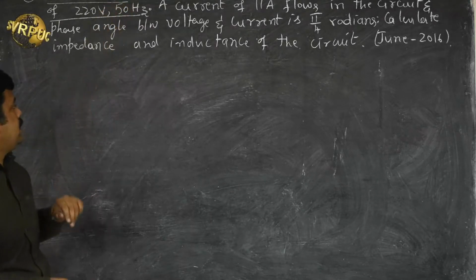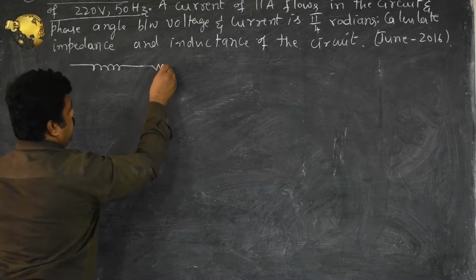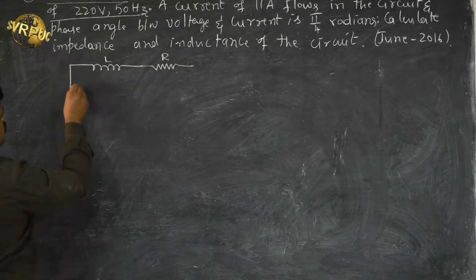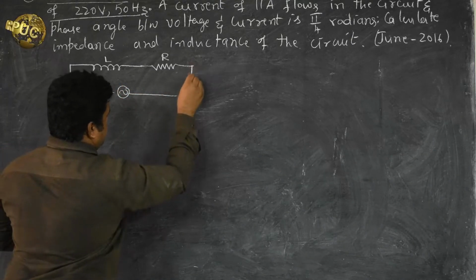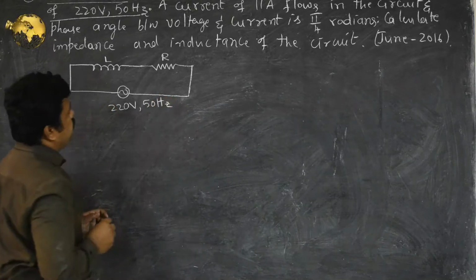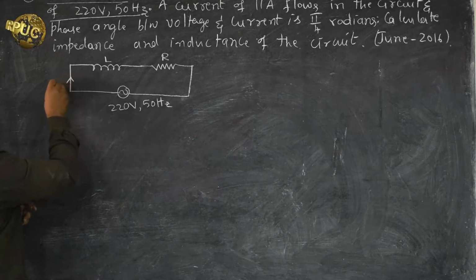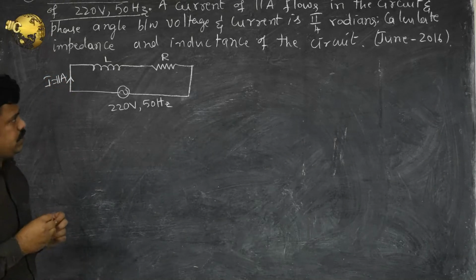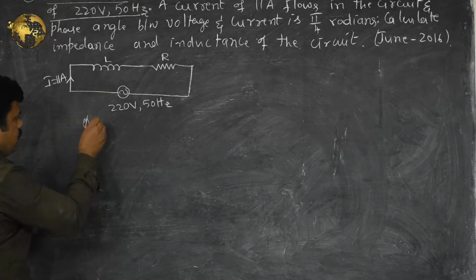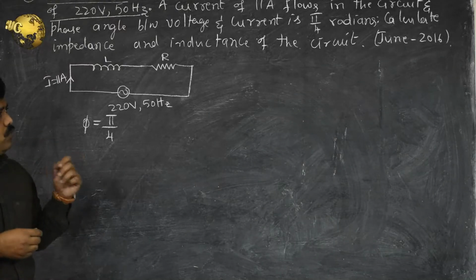Let me write this down. We have an inductor and a bulb, which is nothing but the resistor. This is L, this is R, connected to an AC source of 220 volt, 50 hertz. A current of 11 amperes flows in the circuit, so I is equal to 11 amperes, and the angle between the voltage and the current, phi, is equal to pi by 4. The phase difference is pi by 4 radians.